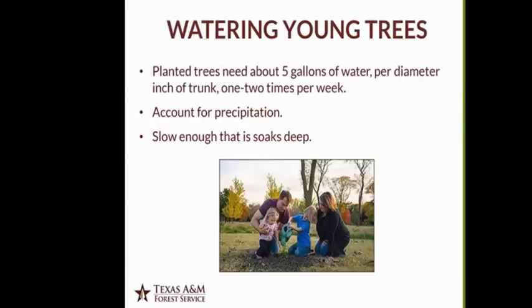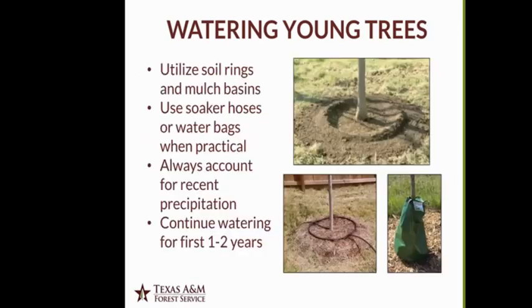All right, so watering young trees. Planted trees need about 5 gallons per diameter inch of trunk, 1 to 2 times per week. Of course, if it's raining, account for that. And then we always want slow waterings, nice deep soaks. You can always utilize a soil ring with your mulch to slowly water a tree. You can also use soaker hoses and water bags, and then continue that for the first 1 to 2 years, ideally.